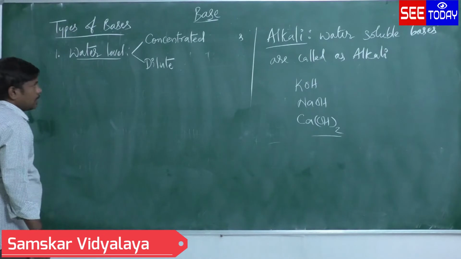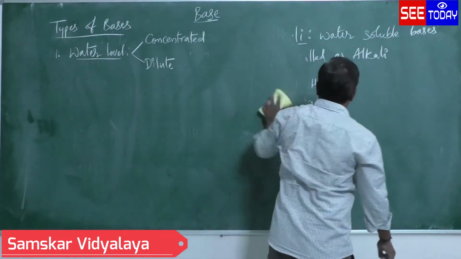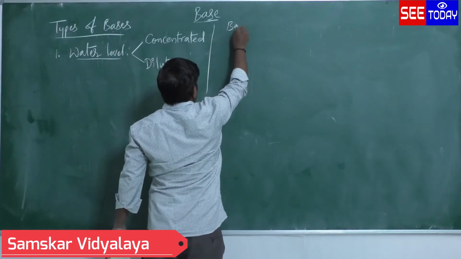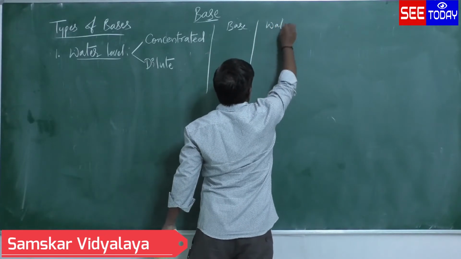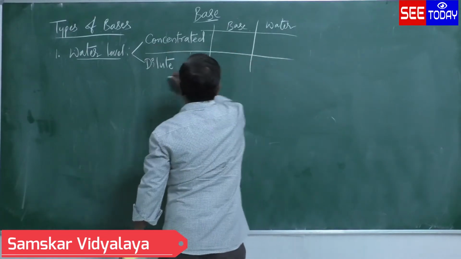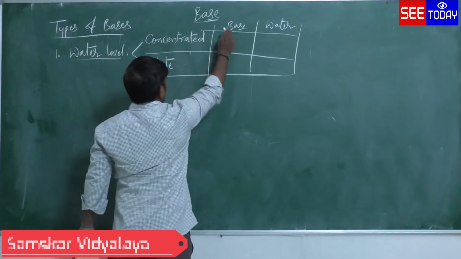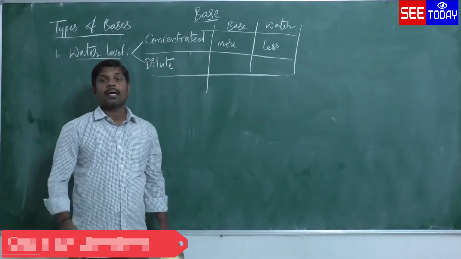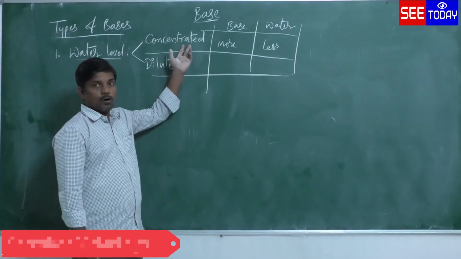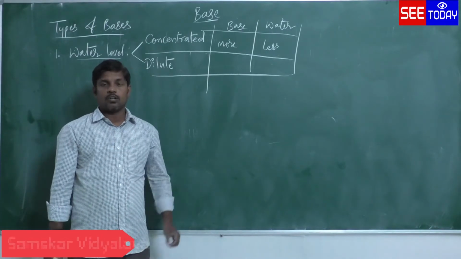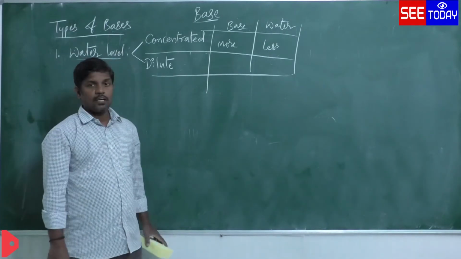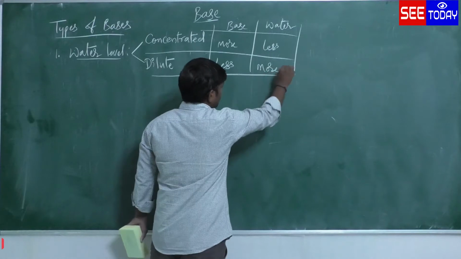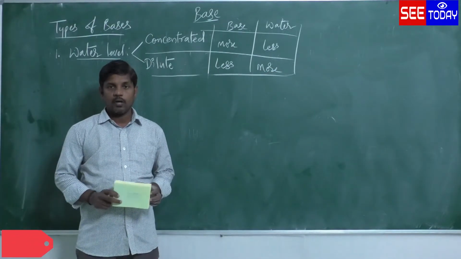As we discussed in terms of acids also, concentrated here means the solution will have base as well as water. The base in which base quantity is more and water quantity is less, such bases we call concentrated bases, or concentric bases. What is a dilute base? A dilute base is the base in which base quantity is less and water quantity is more. Such bases we call dilute bases.